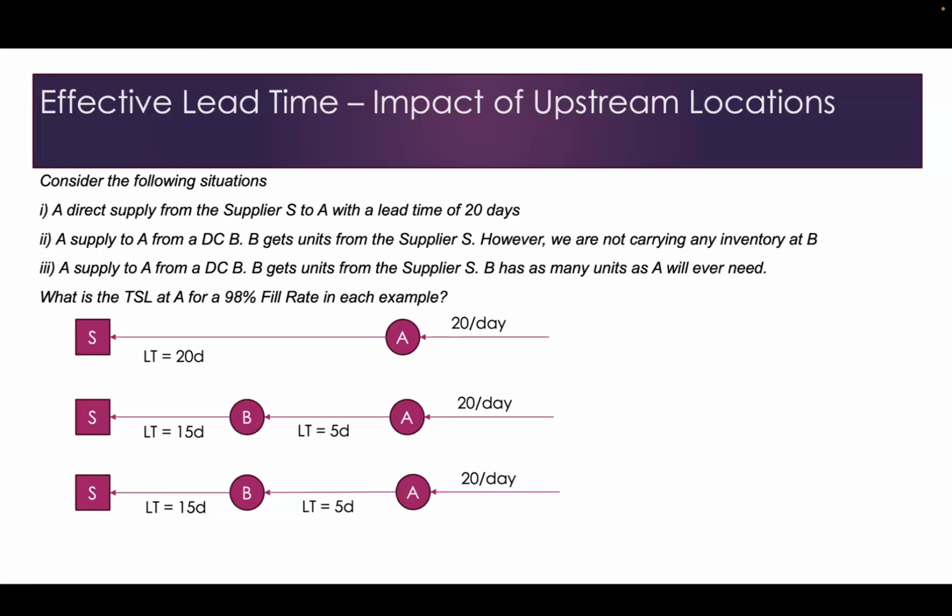98% in each case. Okay, so we agree that the first one we've already seen, right? It's 20 per day, lead time of 20 days. So we've seen that before in a previous example, but let's just do that. But does everybody get what I'm doing or at least understand the problem that I've put forth in this particular example?